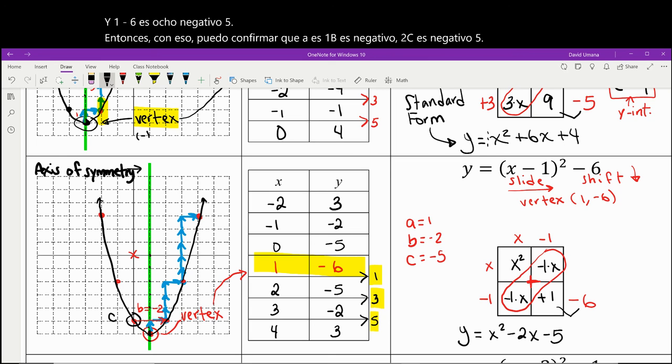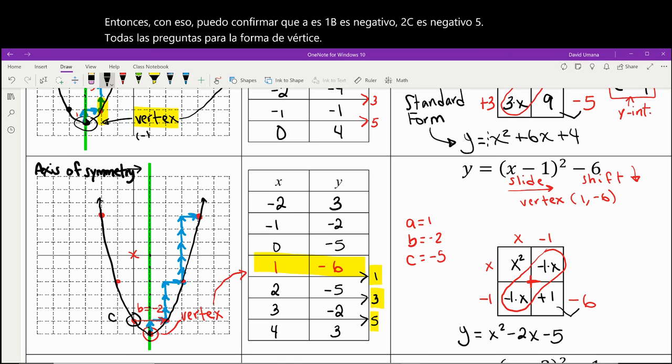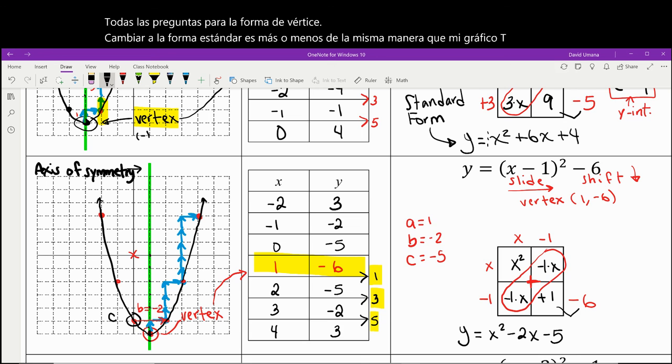Okay. All of the questions for vertex form changing into standard form are pretty much the same way. My T-chart is there to adapt to whatever the new position is.